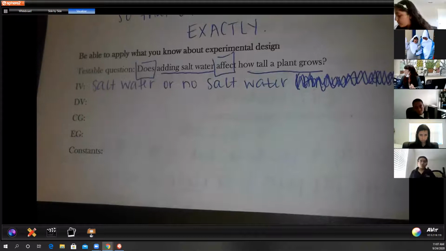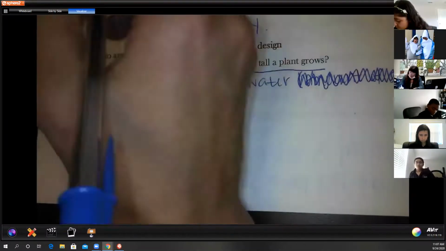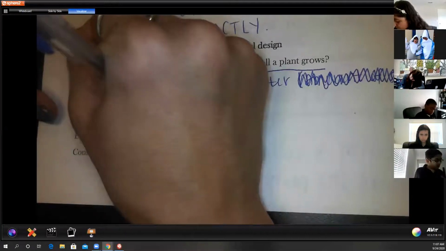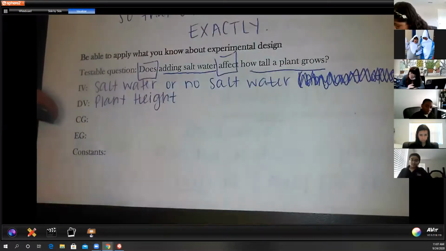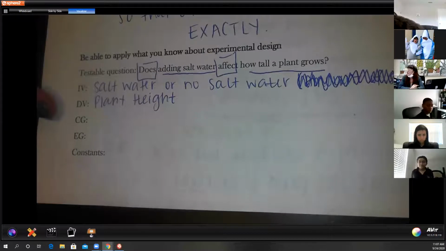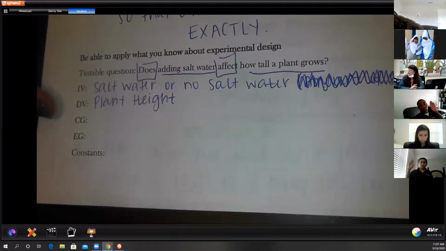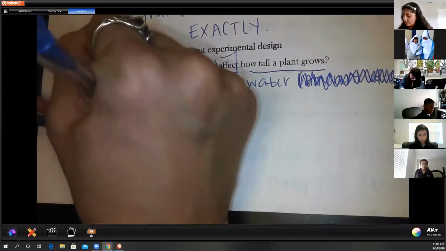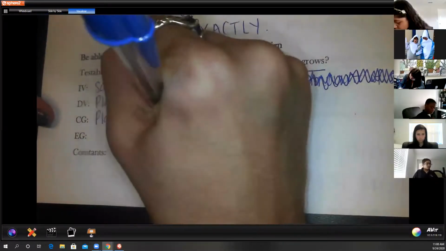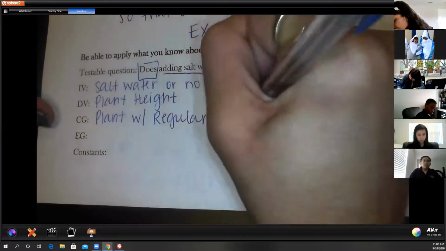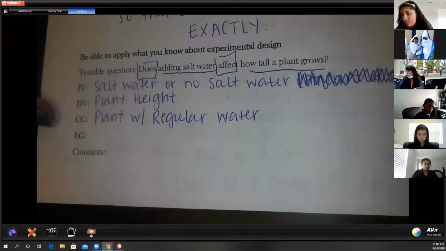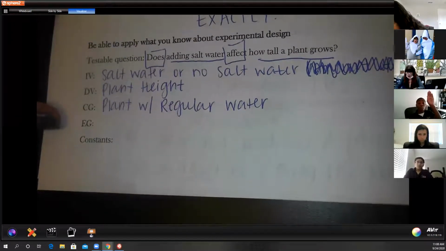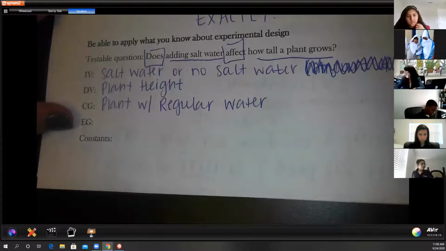What's my dependent variable, Fiona? Yep, plant height. What's my control group? My control group, Layla. Yep, so the plant with regular water. That keyword is regular or normal, right? Ariel, what is my experimental group? Perfect, plant with salt water.